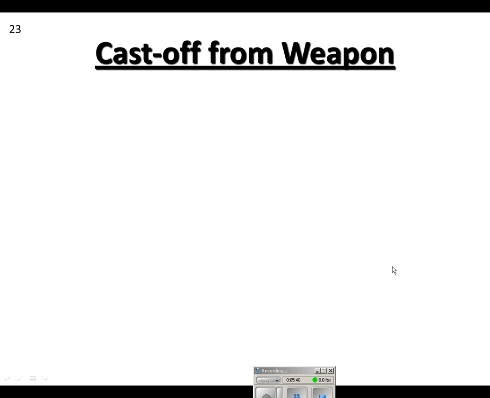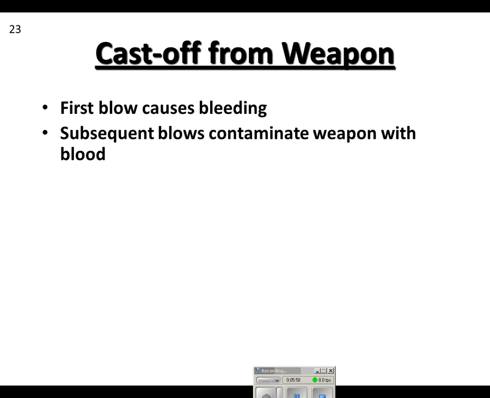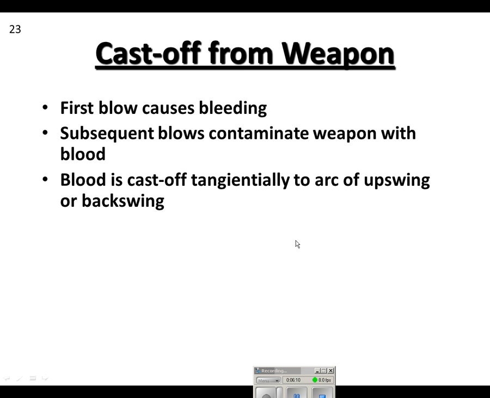And let's talk a little bit about cast off. So cast off is actually what's left over as somebody's hit multiple times. So the first time someone's hit, that causes them to bleed. And then the subsequent blows are going to kind of fill the weapon with blood. And as they raise that weapon, they're going to actually have some of the blood come off the weapon onto the surfaces around it. And then we can actually calculate that as well.